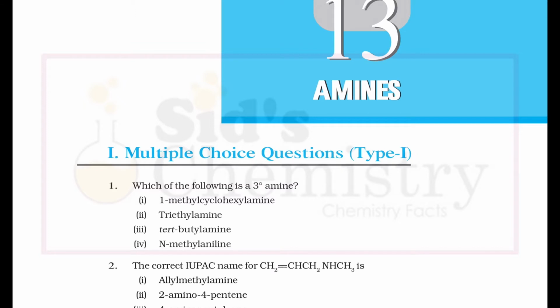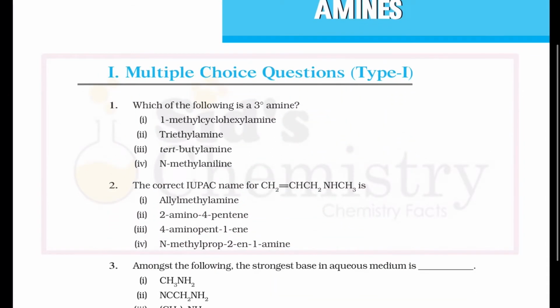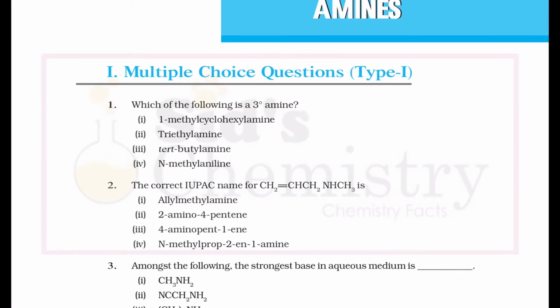Now we are learning the MCQs for unit number 13, amines. Multiple choice questions. The first question is, which of the following is a tertiary amine? Options are number 1, 1-methyl cyclohexylamine, number 2, triethylamine, number 3, tertiary butylamine, and number 4, N-methyl aniline. Out of the given options, we have to find the compound with a tertiary amine.